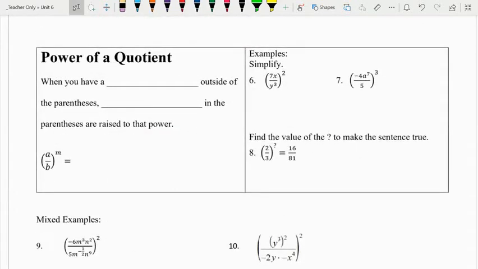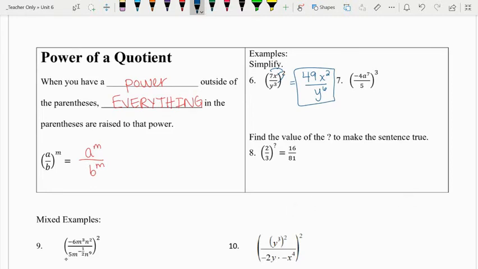So the same rules apply when you have a quotient. Okay, when you have a power outside of a parentheses, everything in parentheses gets raised to that power. Okay, so a to the m over b to the m. Okay, same thing, except now you just have a fraction as well. So the 7, the x, and the y get this power. 7 squared is 49, x squared, y to the 6th.